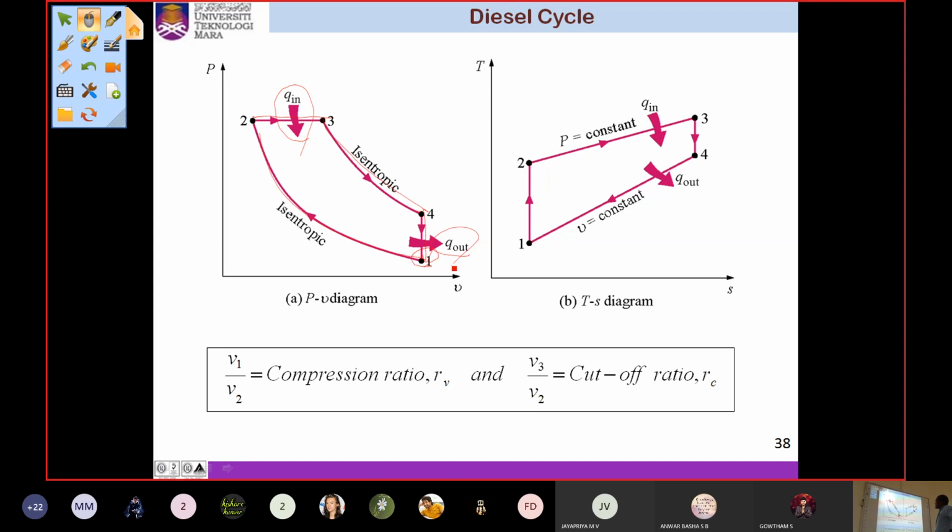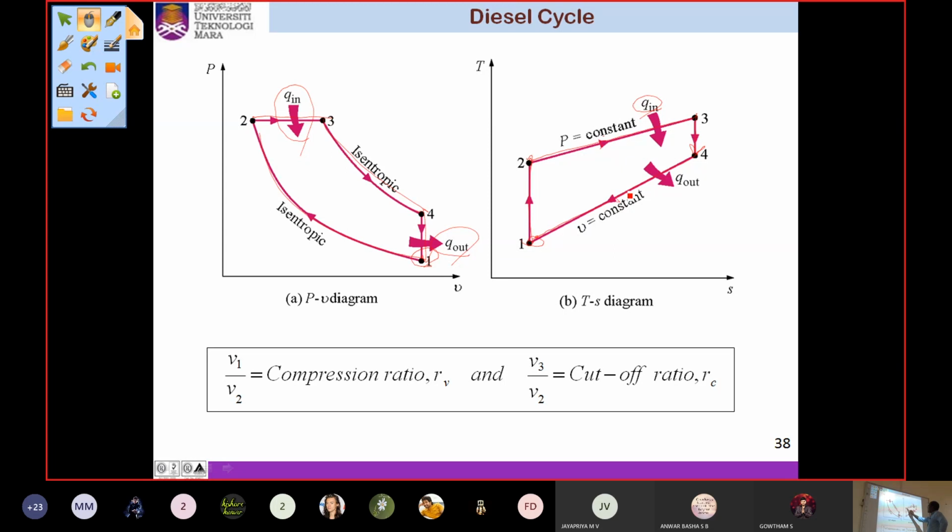Then we can see the TS diagram also. So for the isentropic process, this is the initial state. For the isentropic process, the entropy is constant, so we get a vertical line with respect to entropy. Then we have a constant pressure process, constant pressure heat addition. Then we have again an isentropic process, entropy is constant. Then we have a constant volume process.